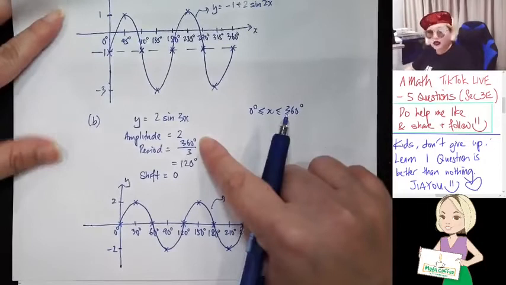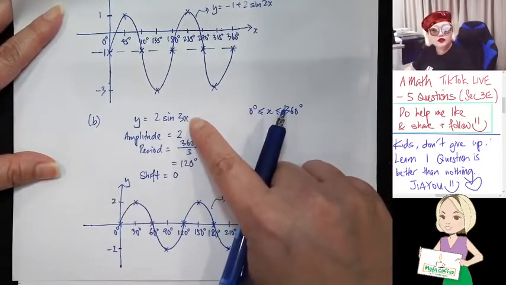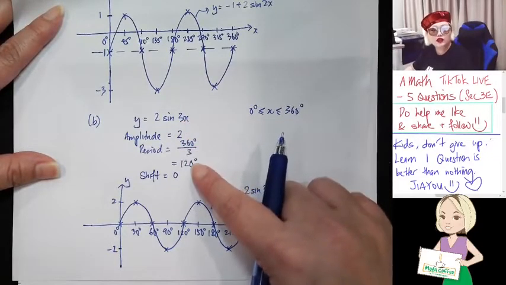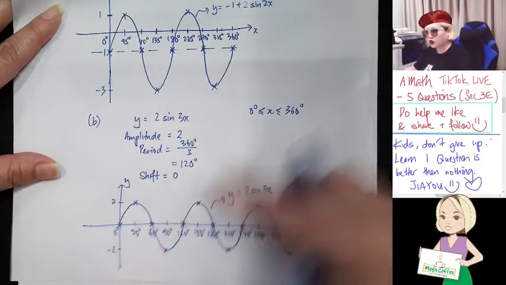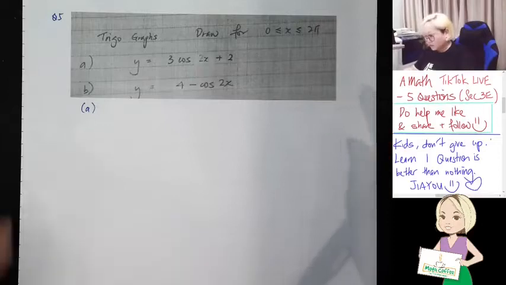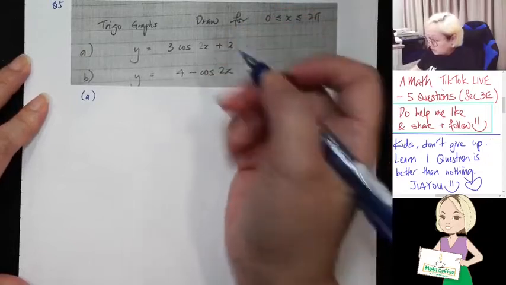Now what I did was I take 360 divided by the number here. X, the number in front of X is 3. So 360 divided by 3, I got 120. So my period is 120. That means 1 cycle is 120. Okay, so now let's move on.